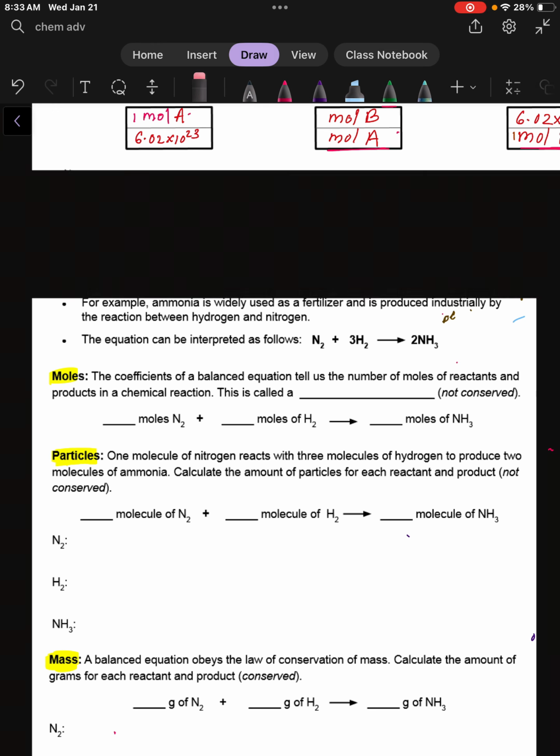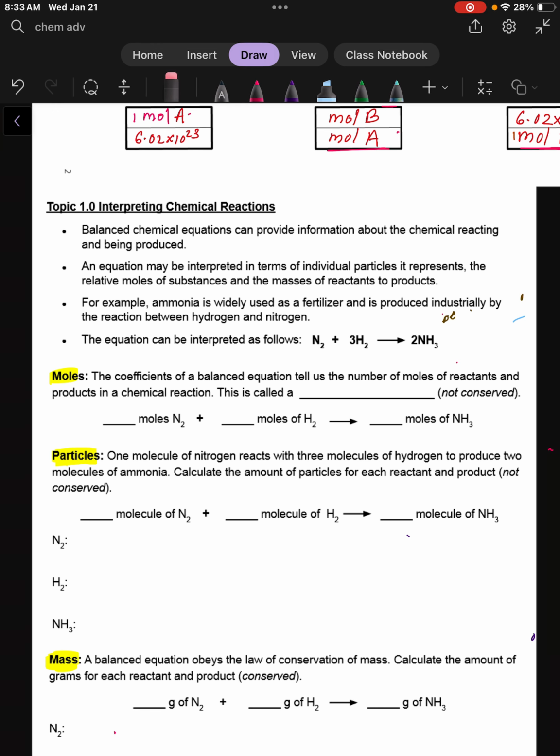For the nitrogen, the coefficient is 1. 1 mole of nitrogen combines with how many moles of hydrogen? 3 moles of hydrogen to form 2 moles of NH3. NH3 is nitrogen trihydride. Since it is industrially important, we use its industrial name, which is called what? Ammonia. Whenever you see NH3, I will always say ammonia. Its IUPAC name is nitrogen trihydride.